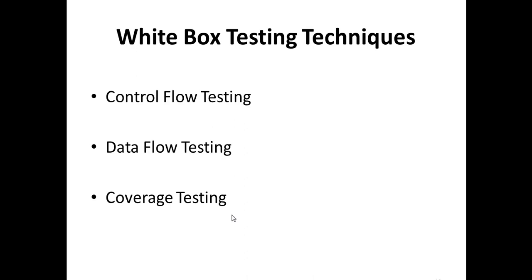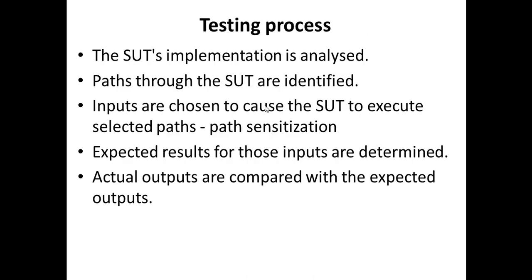Now we will see control flow testing in detail. But before that, we will see what white box testing is and what its advantages and disadvantages are. This is how the testing process goes. Initially, the software under testing, that is the SUT's implementation, is analyzed. The entire code written inside the software is analyzed. From that, we identify the different paths available in the software. Then we choose the inputs so that each and every path available in the software will be executed. That is called path sensitization.